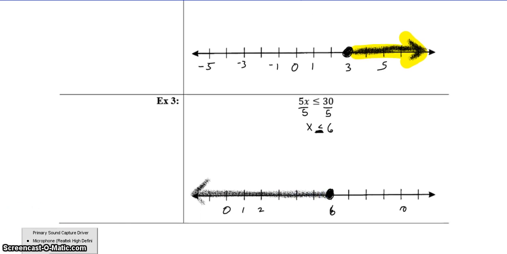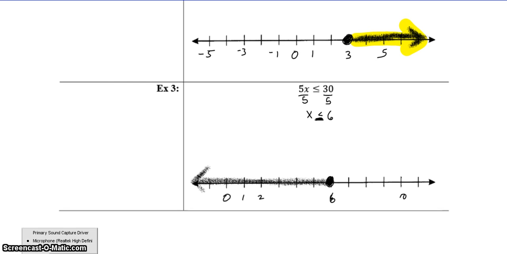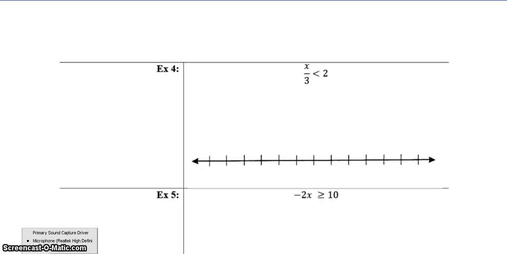Okay, so as you can tell, we haven't really done much different from equations. So far, let's look at this one. What's being done to x? How do we solve?